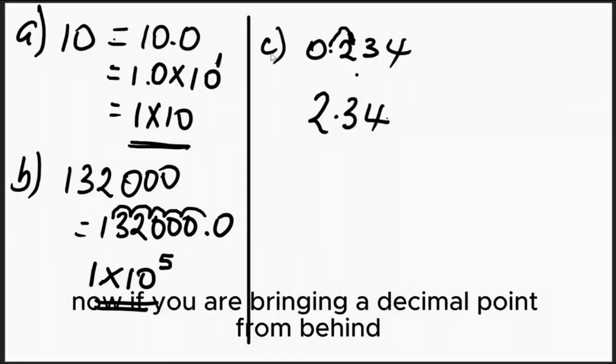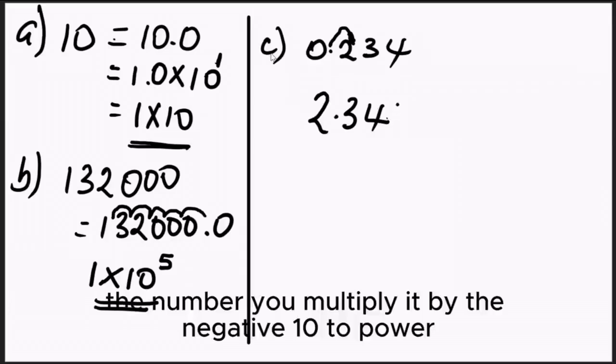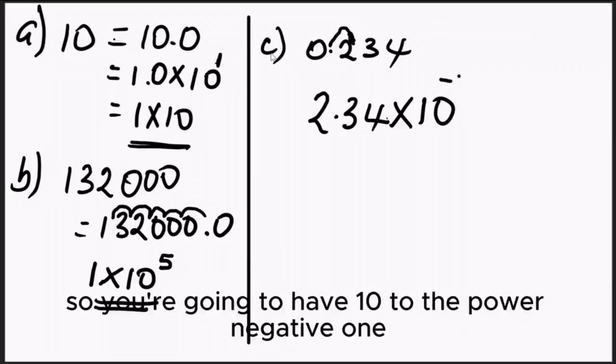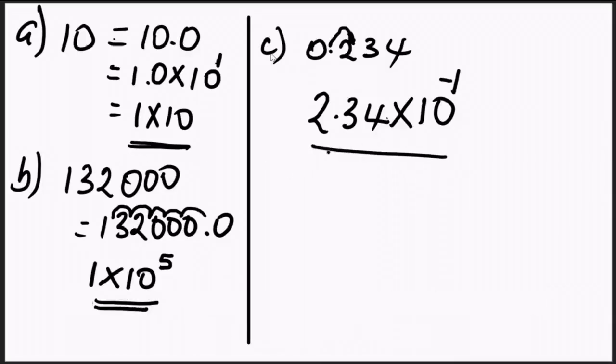So it means we shall have 2.34. Now if you are bringing a decimal point from behind the number, you multiply it by 10 to a negative power. We have one step, so we are going to have 10 to the power negative 1, and that is done.